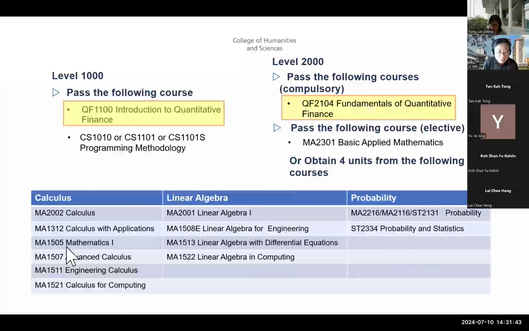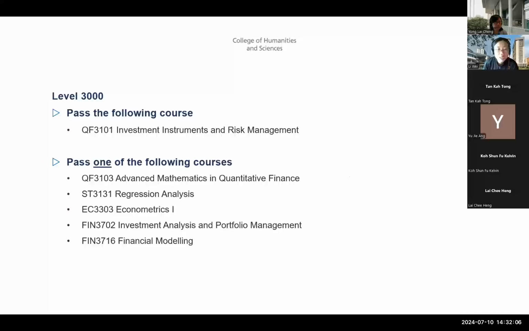Why? Because some of the courses, say like MA 1511 or MA 1513, are courses with only 2 units. So use either 1 course or 2 courses from this long list, then you will fulfill another course requirement for the 2000 level. And for the 3000 level, we only require the core module QF 3101, as the QF major. And you have an elective course from these 5 courses.